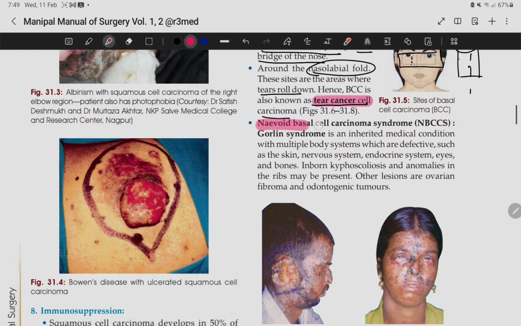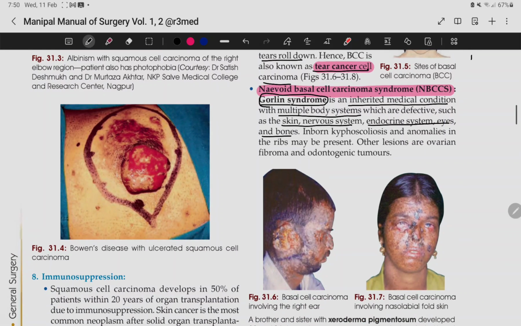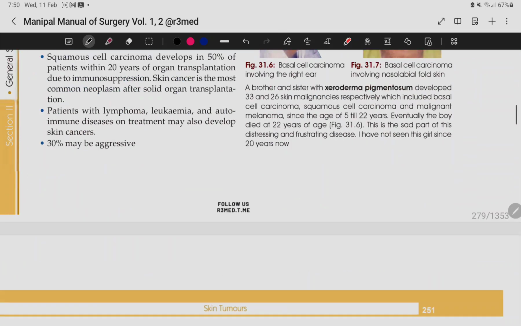Then we have the nevoid basal cell carcinoma, which is one of the components of Gorlin syndrome. What is Gorlin syndrome? It is an inherited medical condition where multiple body systems are defective, such as the skin, nervous system, endocrine system, eyes, and bones. Here, along with the BCC, there can be inborn kyphoscoliosis and anomalies in the rib. Other lesions present include ovarian fibroma or odontogenic tumor.